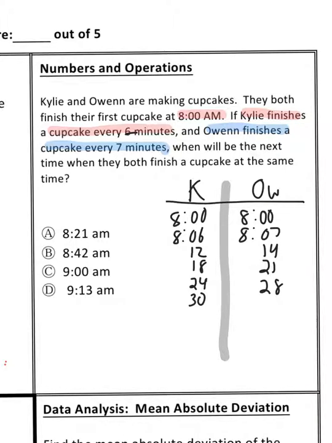Okay, so let me continue some more with Kylie, adding 6. 8:36, 8:42, 8:48. Now I'm going to add some more with Owen. So 28 plus 7 is 35. 35 plus 7 is 42. And I see that they will both make their next cupcake at the same time at 8:42. So just so you know, this was a least common multiple problem in disguise, because you were listing multiples of 6 and 7 until you found the first one they had in common.